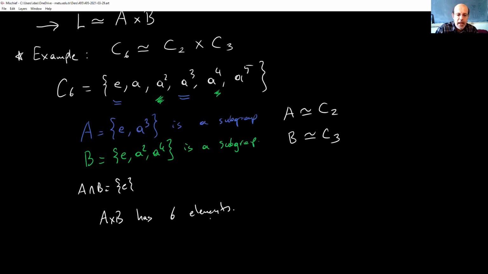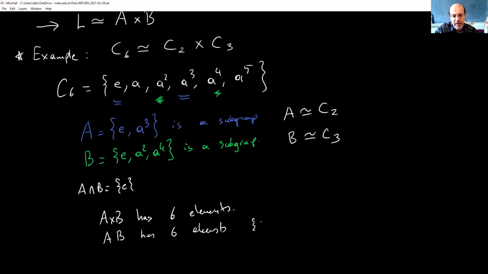Okay, and so as a result, it is kind of obvious that there are 6 elements. Let's see. So if I consider all the possible products between A and B, A multiplied with B also has 6 elements. But I'm just going to explicitly do this calculation.